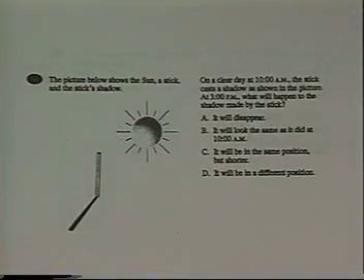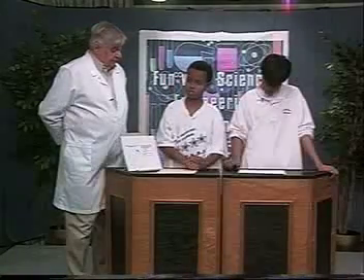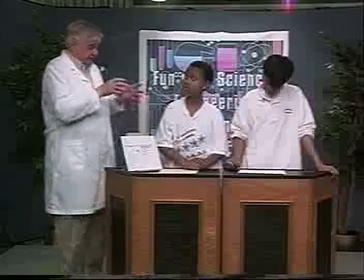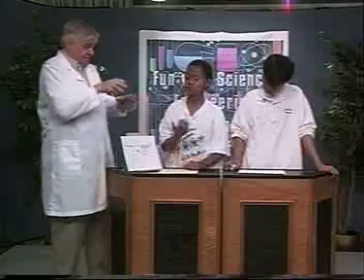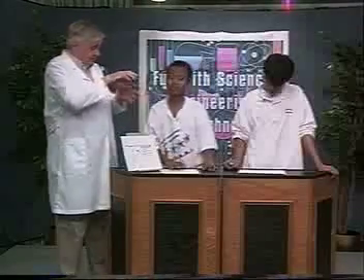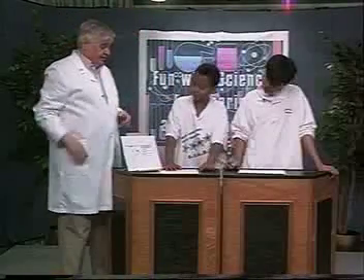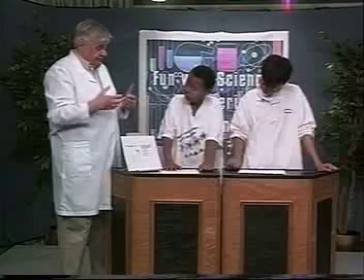Yeah, because the sun will be in front, so it'll be in a different position. What's happening is the sun is moving, or rather, relative to the Earth, the Earth is rotating. But it appears the sun is moving across the sky. So the shadow is going to move. It's going to be in a different position.